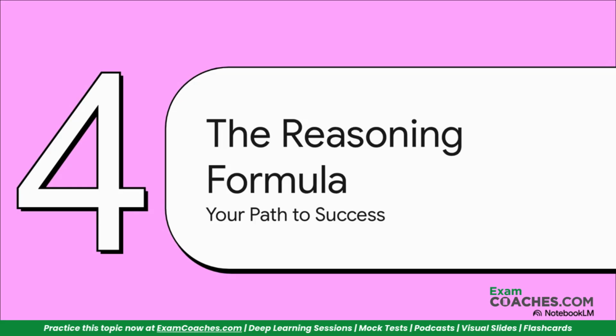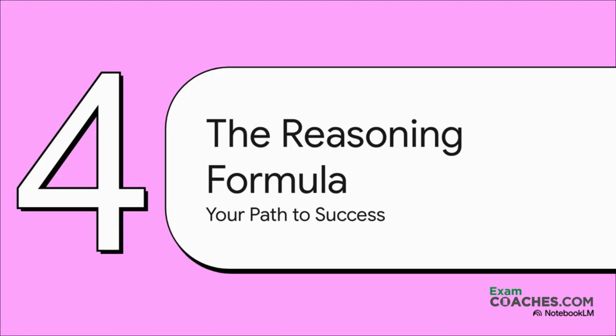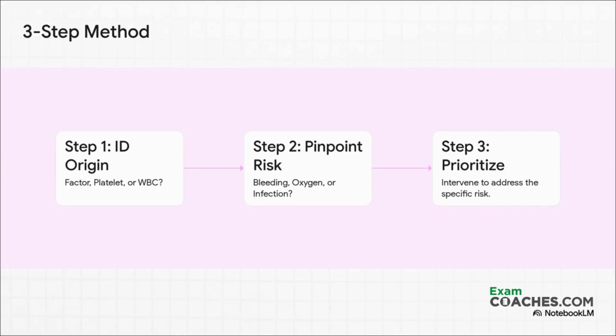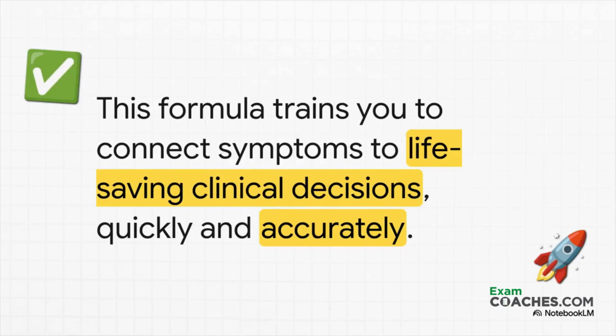It's how all of this comes together into a simple, powerful, and repeatable formula. This is what takes you from being a student who just knows facts to a clinician who makes life-saving decisions. And this slide just lays it all out perfectly. It's a 3-step method. Step 1, identify the origin. Is it a clotting factor, like in hemophilia, or a white blood cell issue, like in leukemia? Step 2, pinpoint the risk. Is it bleeding, oxygen, or infection? Step 3, prioritize your actions based on that risk. This mental model works for any scenario, from an exam question to the bedside. It's not about having every single fact memorized. It's about having a reliable system to interpret the data that's in front of you and take decisive, confident action when it matters most.